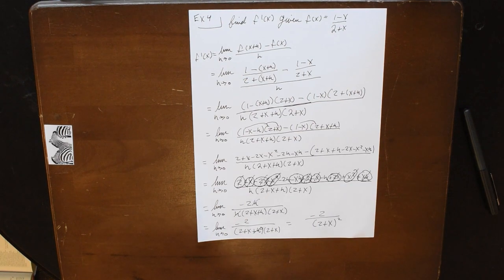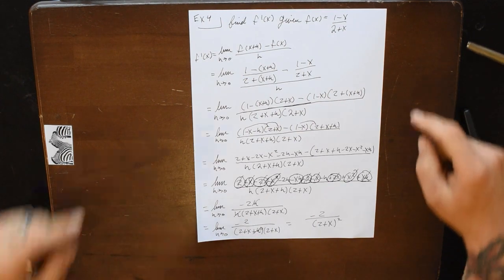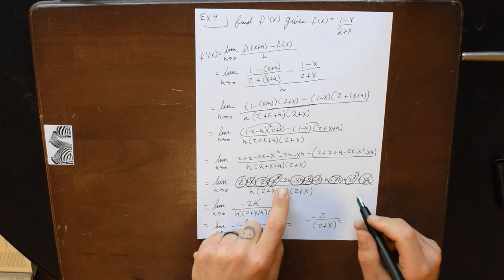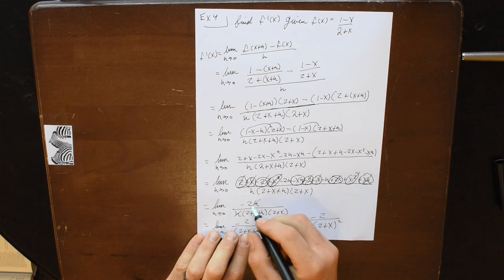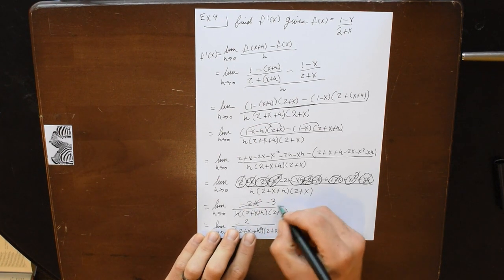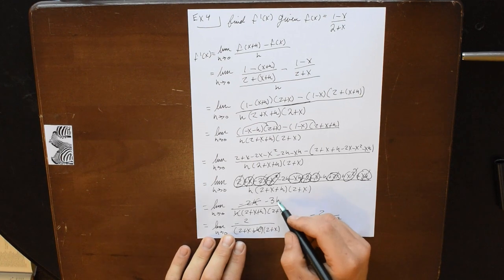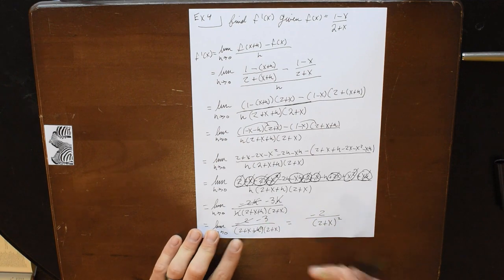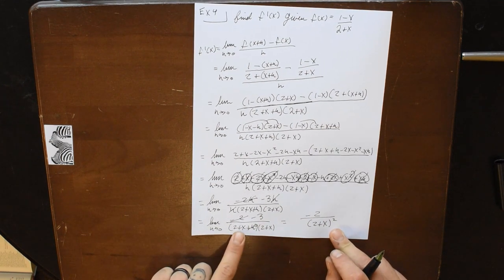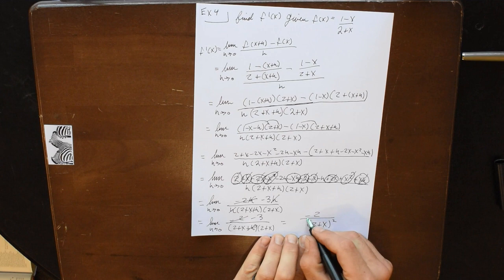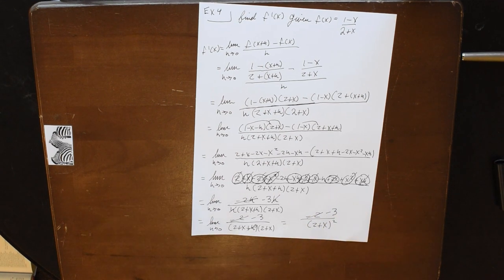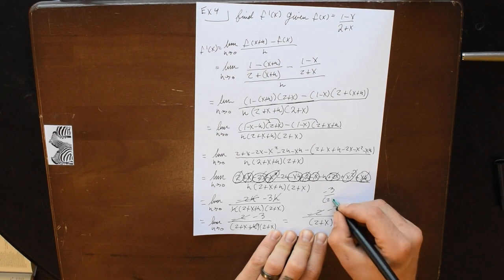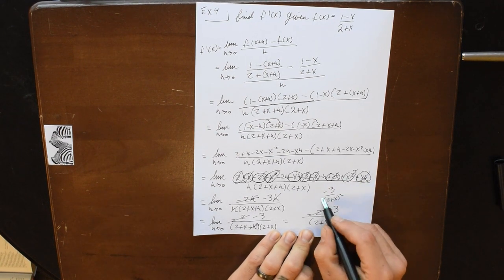There's definitely a mistake floating around in there, but believe it or not, it happened when I did addition. Negative 2h minus h gives us a negative 3h, and then that h is going to cancel out with that h to give us a negative 3, and then when we plug h equals 0 into this function, we get negative 3 over 2 plus x quantity squared.